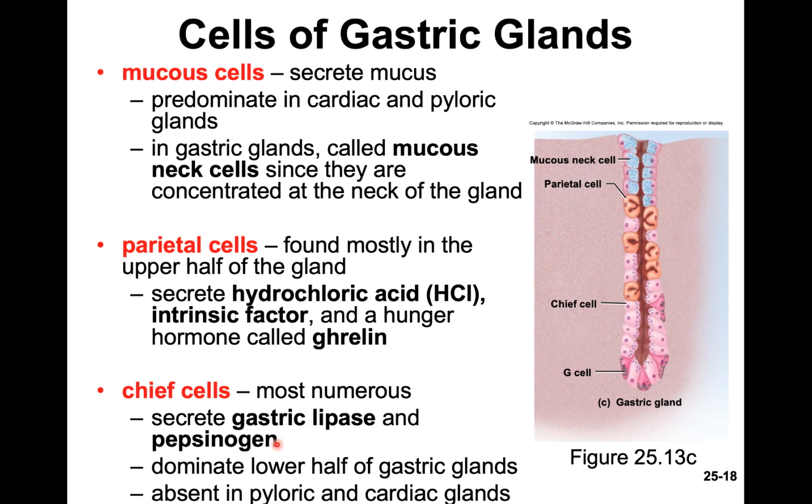The second enzyme is called pepsinogen. It ends in ogen, which means it's inactive. Any enzyme that I ever give you that ends in the suffix ogen means that it is inactive. So pepsinogen is the inactive version of pepsin. I will teach you how to activate it, but just for now, know that the chief cells make the active lipase enzyme and an inactive version, pepsinogen.